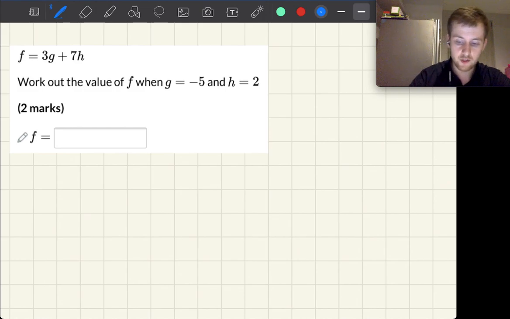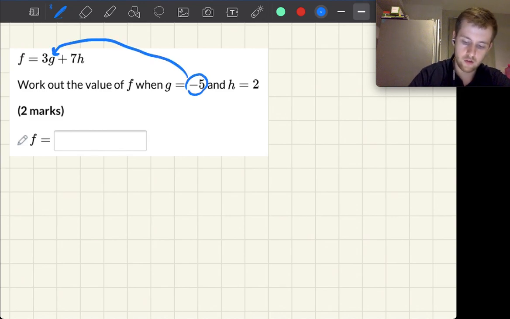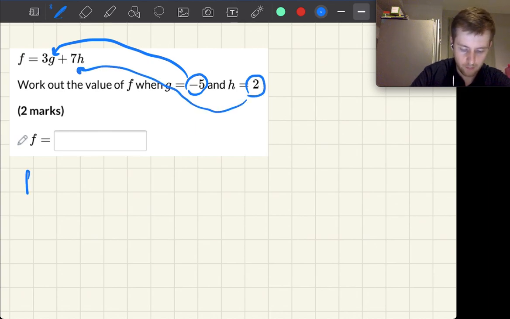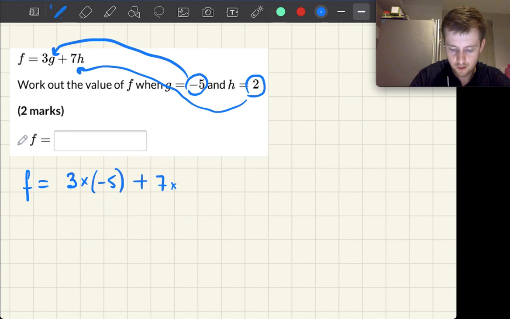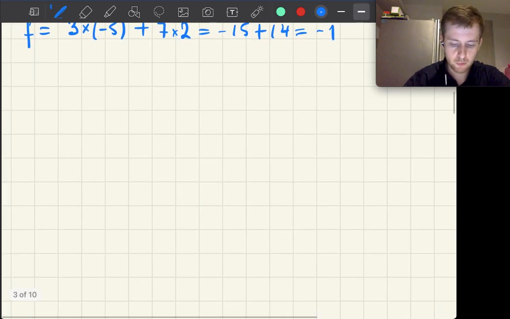So 3g plus 7h. Again, we just basically replace g with -5 and h with 2. And this way we get f is equal to 3 times -5 plus 7 times 2, which is -15 plus 14, which is equal to -1, which is our answer. That's it. Okay, couple more questions.